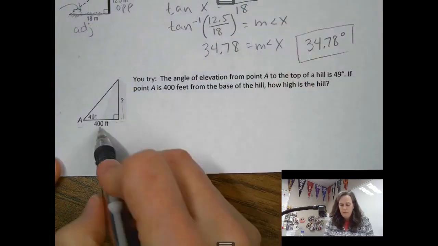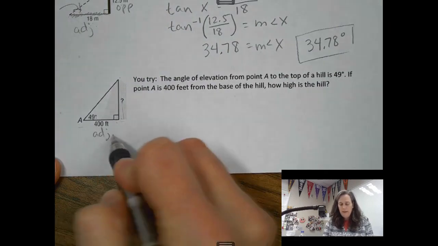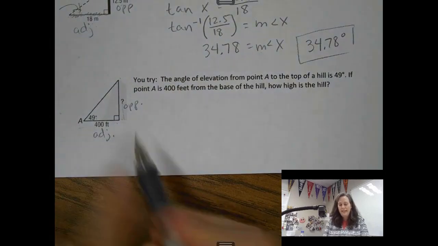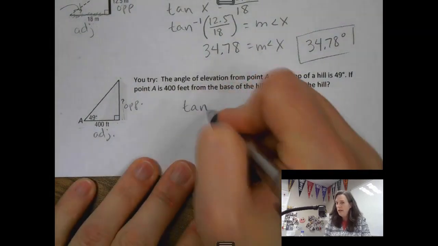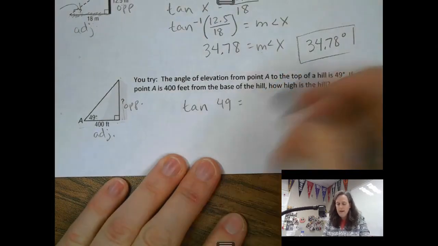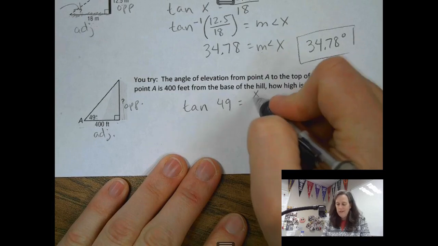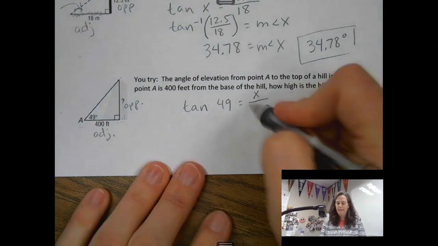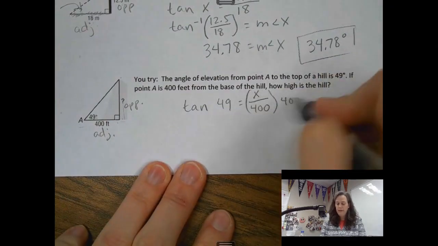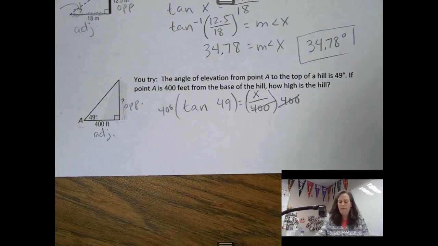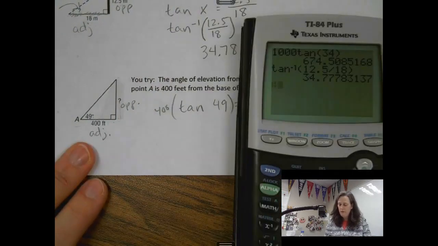So let's see. This would be adjacent. Opposite is the one we don't know. And looks like tangent again, doesn't it? I really don't want you to think it's tangent every time. Tangent of 49 is opposite, don't know, over adjacent, 400. Okay, he's divided by 400. Let's multiply both sides. So that is just 1. Grab our calculator. 400 times the tangent, 49.